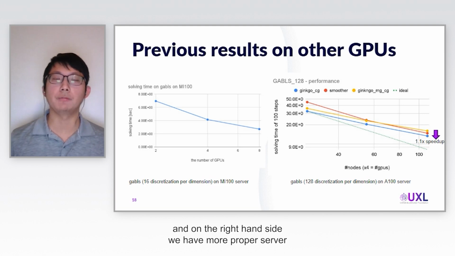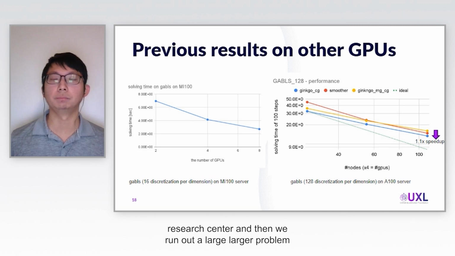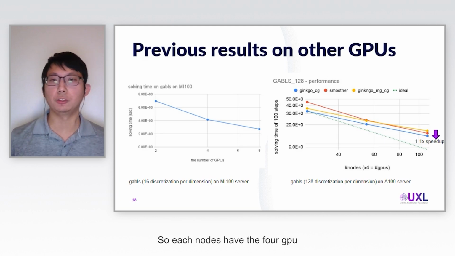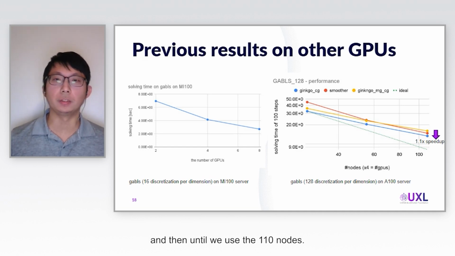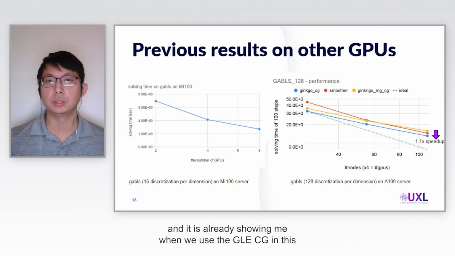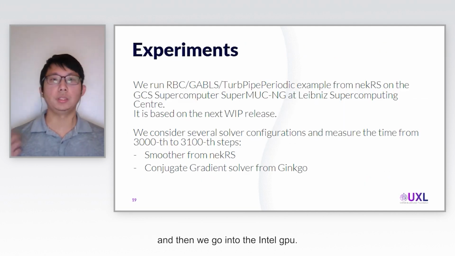On the right-hand side, we have a more proper server at the Jülich Research Center, and we run a larger problem, using 128 discretization points per dimension on an NVIDIA A100 server. Each node has 4 GPUs. We run different numbers of ranks here, up to 110 nodes, so in total we have 440 GPUs. It already shows that when we use the Ginkgo CG in this program, we can get a 1.1 speedup on this system. And then we go to the Intel GPU.